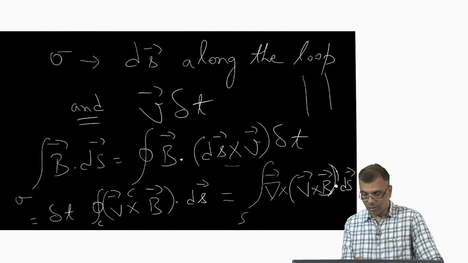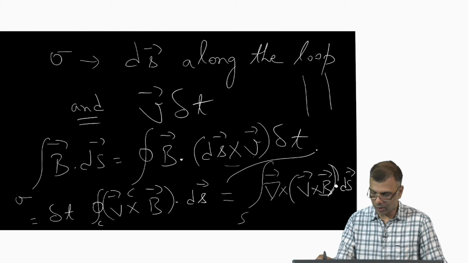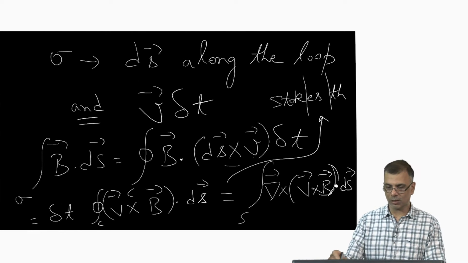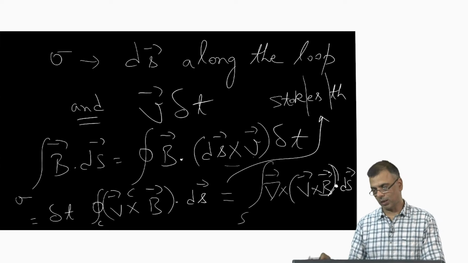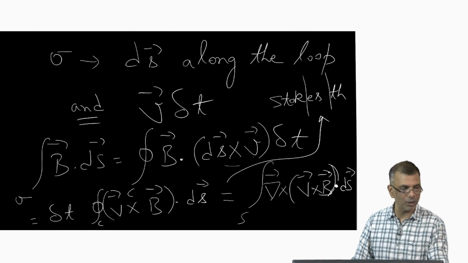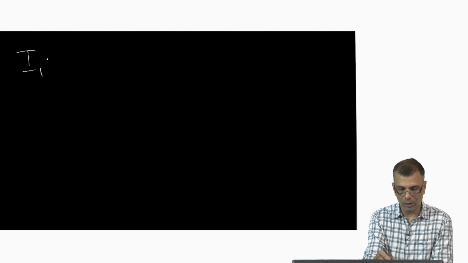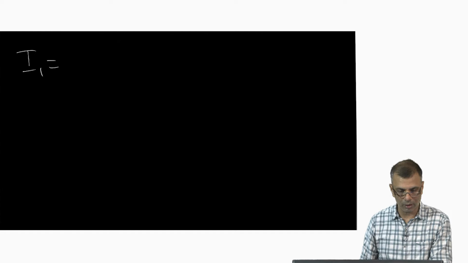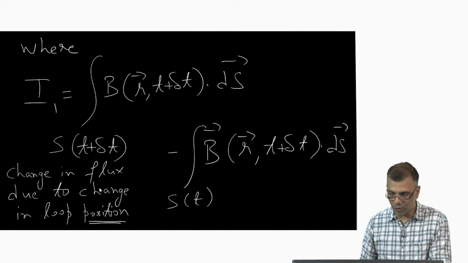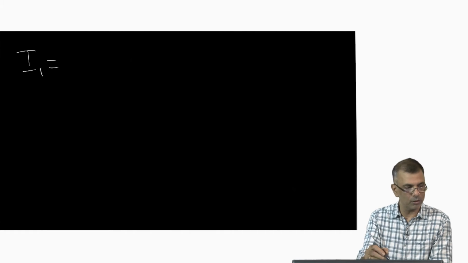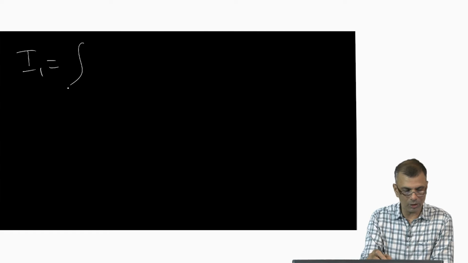So this comes from Stokes theorem, and so this equality comes from Stokes theorem. And you already start recognizing that this is an important part of the induction equation. Curl of v cross b, you recall how it appears in the induction equation. So therefore we have the third part now. So the I1, which we defined here, which is the change in flux due to the change in loop position, which we wrote down as this. So that is equal to the change in loop position.